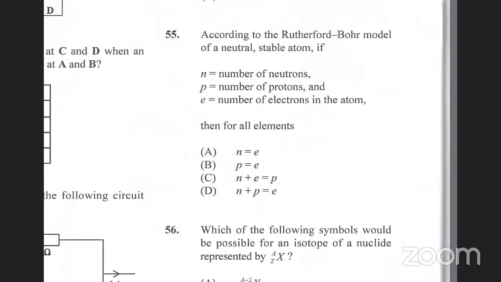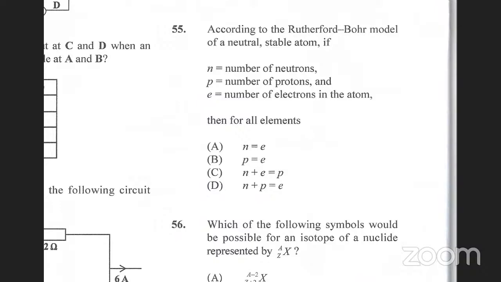According to the Rutherford and Bohr model of a neutral stable atom, protons are equal to electrons, as if it's stable.